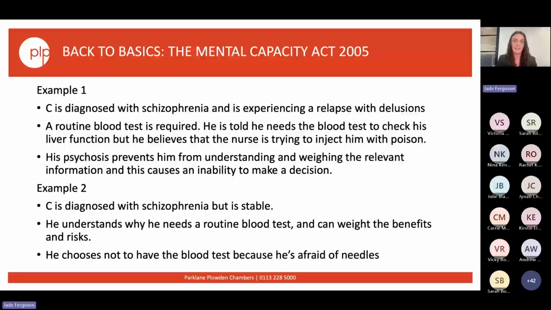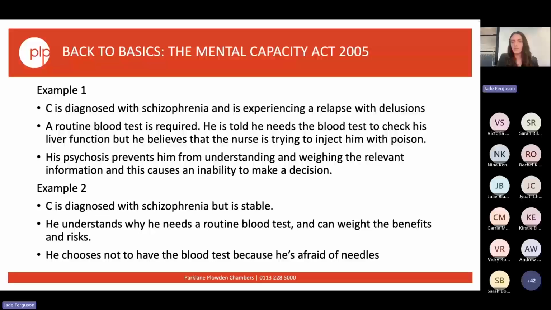It's just a way of getting to them with a needle. So in this example, the person has delusional beliefs which are preventing them from understanding the true meaning or the reason for the blood test. And it's also preventing them from being able to use and weigh that information appropriately. So the psychosis directly causes their inability to make the decision. So in this situation, it seems likely that this person might lack capacity for that specific decision.